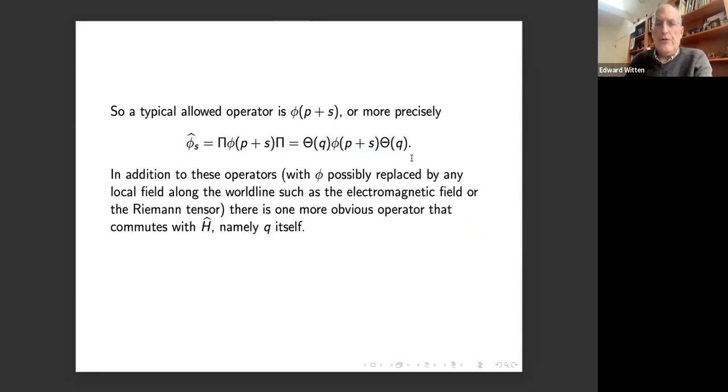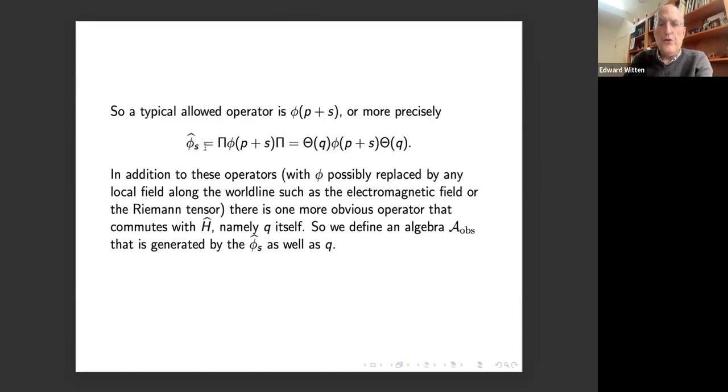In addition to these operators, with phi possibly replaced by any local field along the world line, such as the electromagnetic field or the Riemann tensor, or their covariant derivatives in normal directions, there's one more obvious operator that commutes with h hat, namely Q itself. So we define an observer algebra that's generated by all these operators phi hat S for all local operators along the world line, as well as Q.